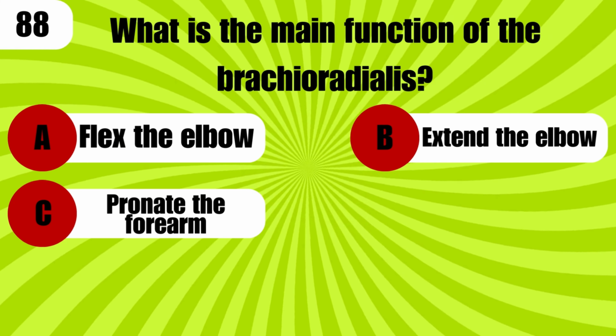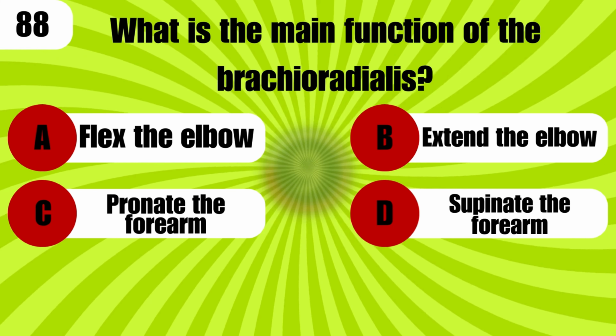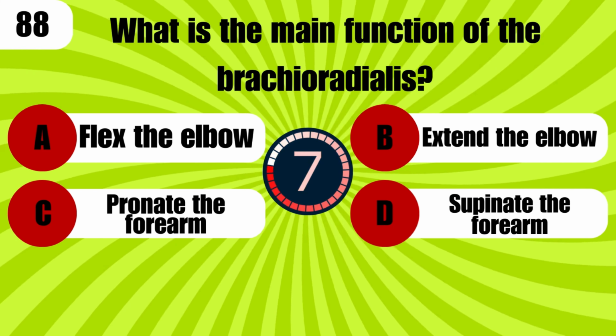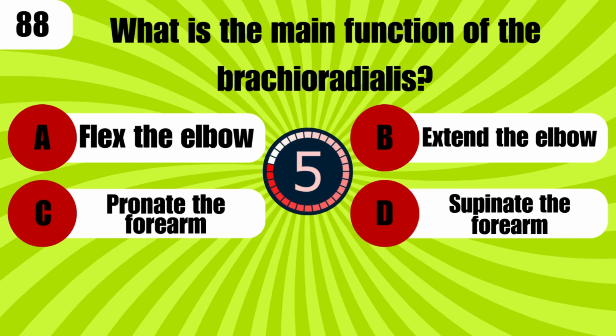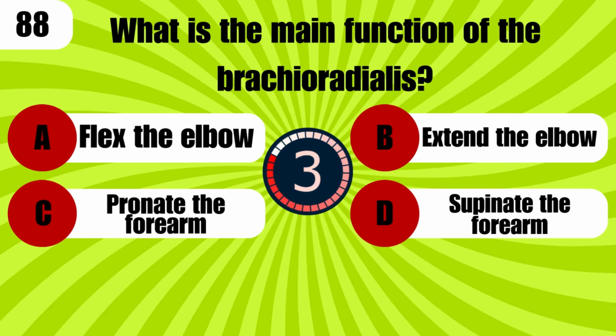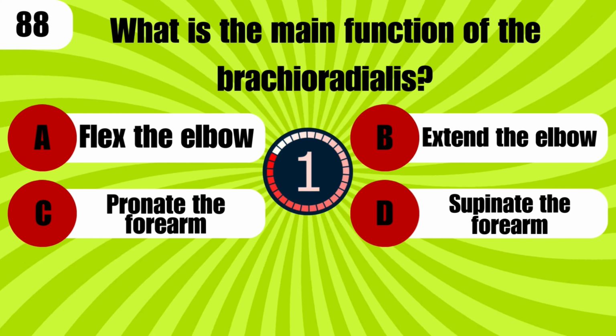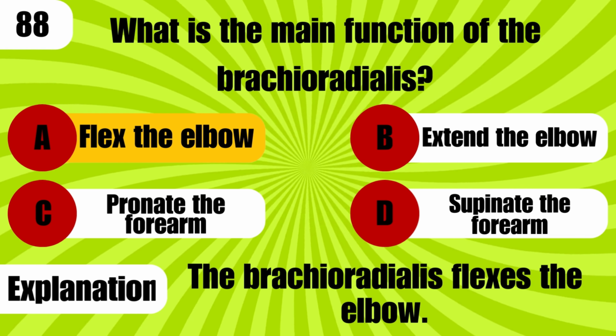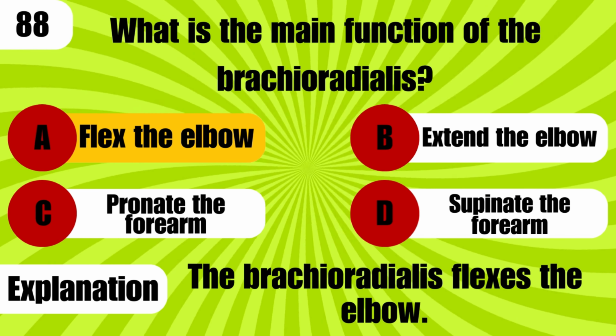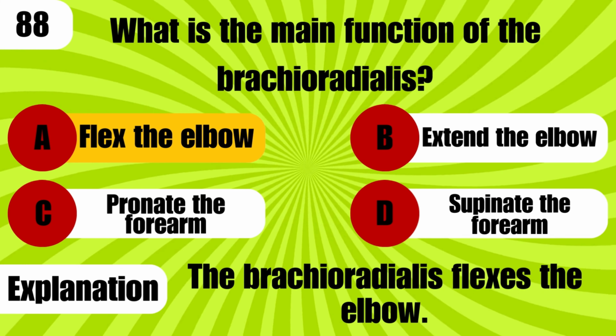What is the main function of the brachioradialis? Option A, flex the elbow. Option B, extend the elbow, pronate the forearm, supinate the forearm. The right answer is flex the elbow. The brachioradialis flexes the elbow.